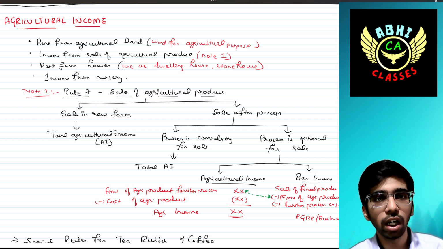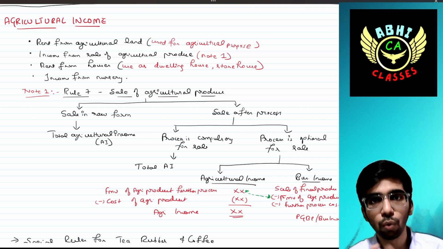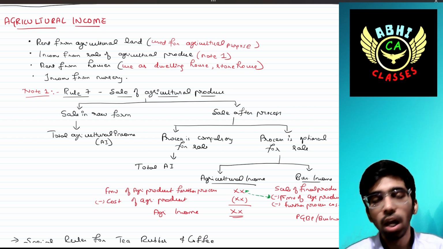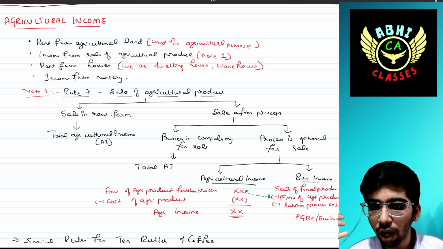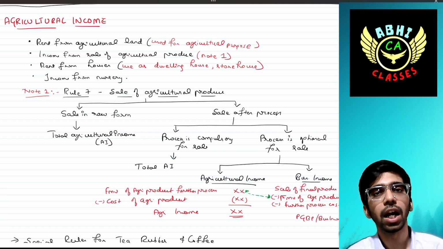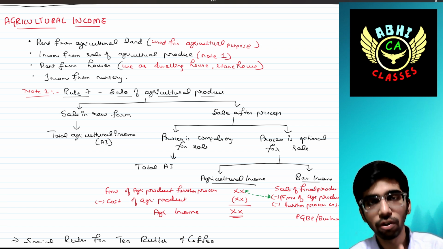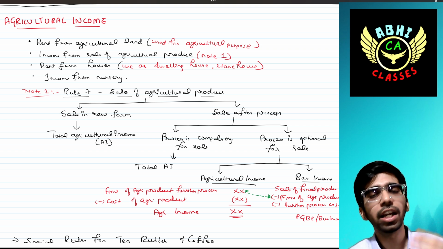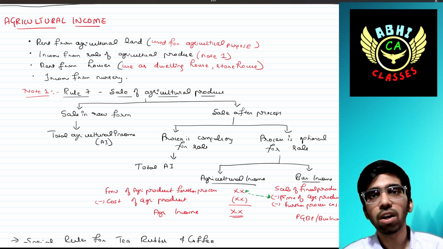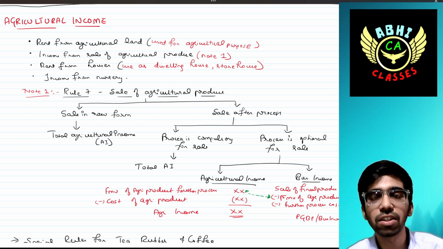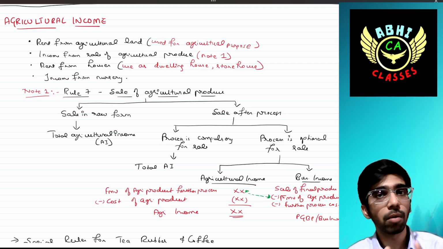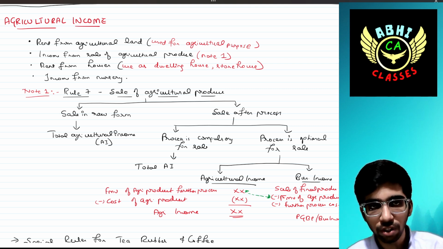There we have mentioned that. And rent from houses, dwelling houses or store. If you store any of your agricultural produce in your godown, and you have any rental income from that, then also that income will be treated as agriculture income. And income from nursery. Nursery does not mean children's nursery. Nursery means where plants and seeds will be stored. You might have seen a nursery. Okay, income from that is also treated as agriculture income.